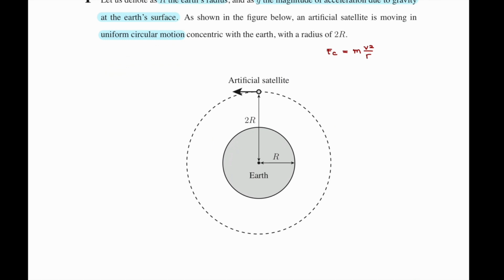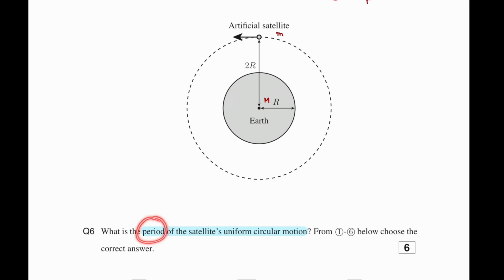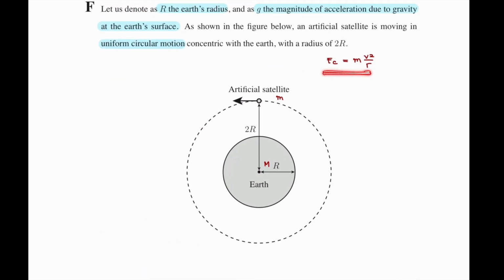First of all, let me denote the mass of the artificial satellite as m. So the mass of this satellite is m, and the mass of the Earth is capital M. Capital M is the mass of the Earth. Since we want to find the period, we can combine this equation with this one: v equals omega times R. Omega is the angular frequency.